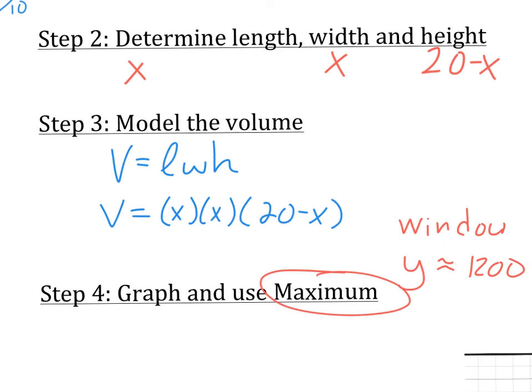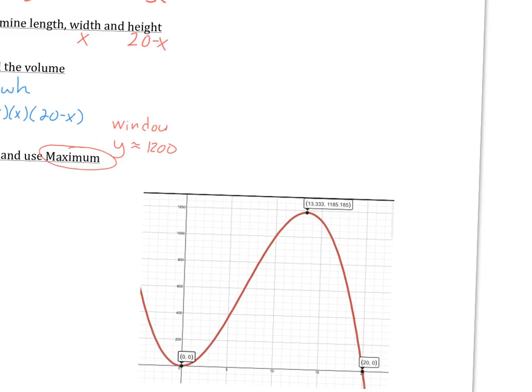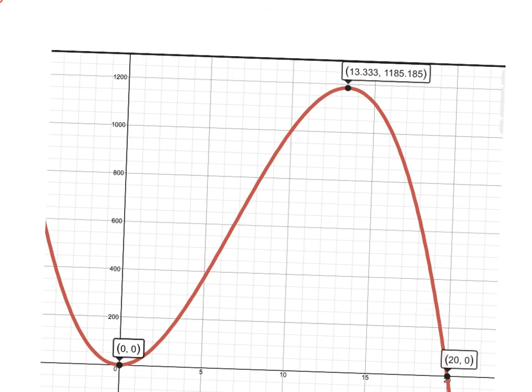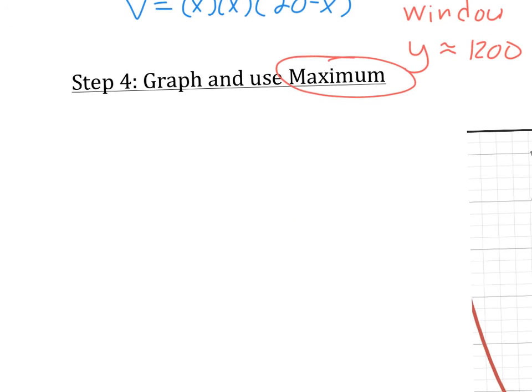Once we do our max and min function, this is a screenshot of Desmos, and we see here that this right there is going to be my max and min. The question says, what's the maximum volume that you can get? So the max volume is approximately 1185 cubic inches.